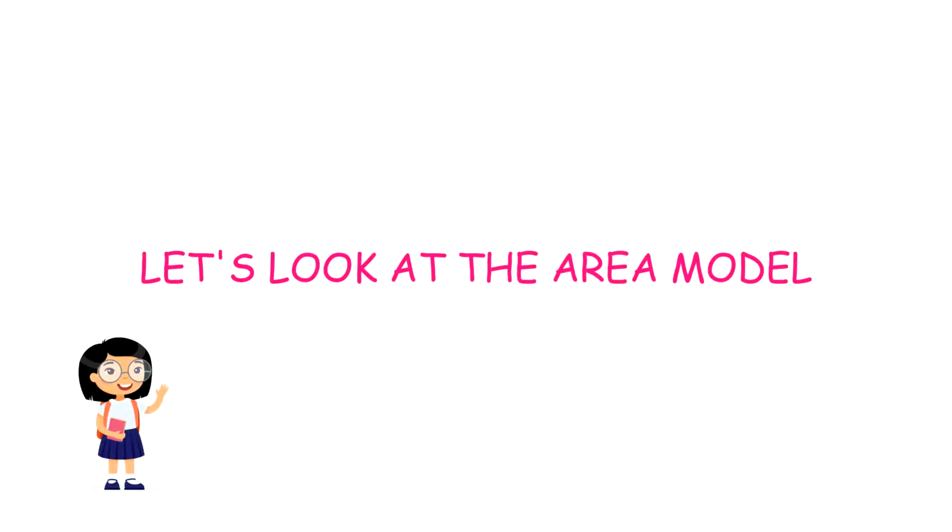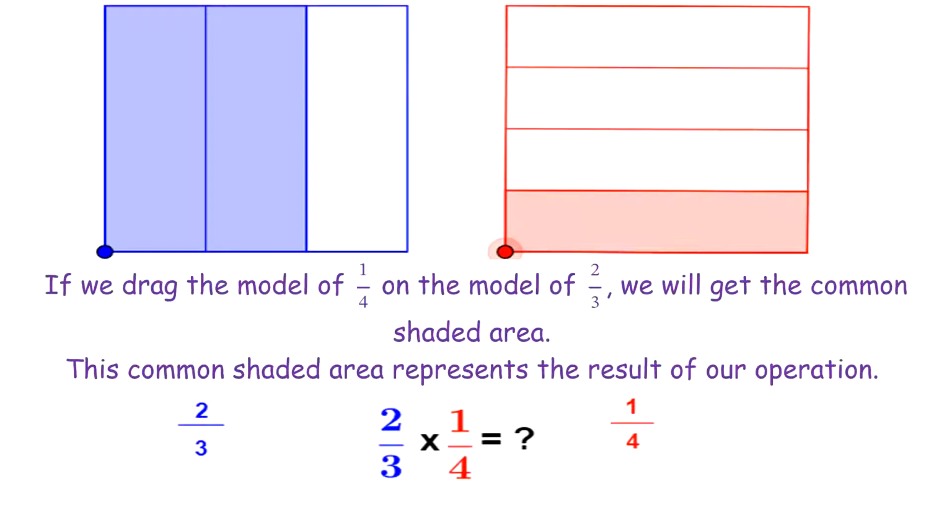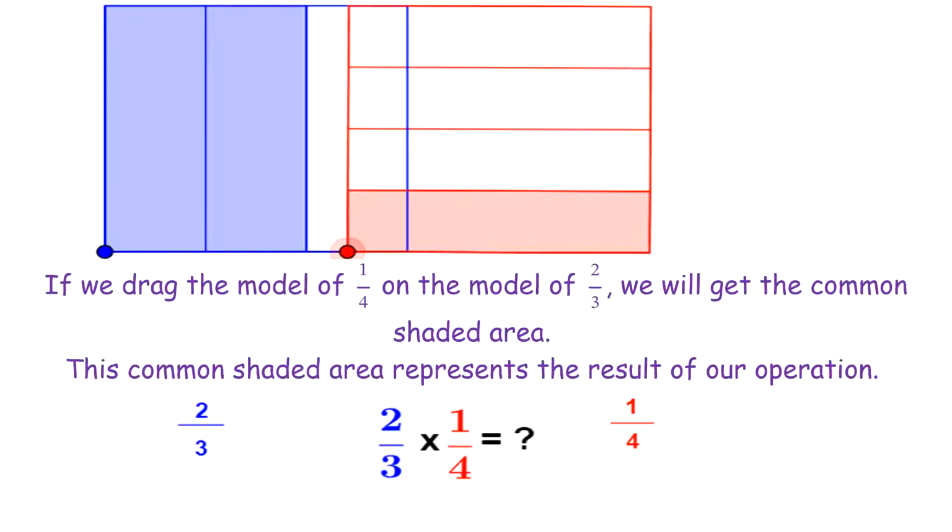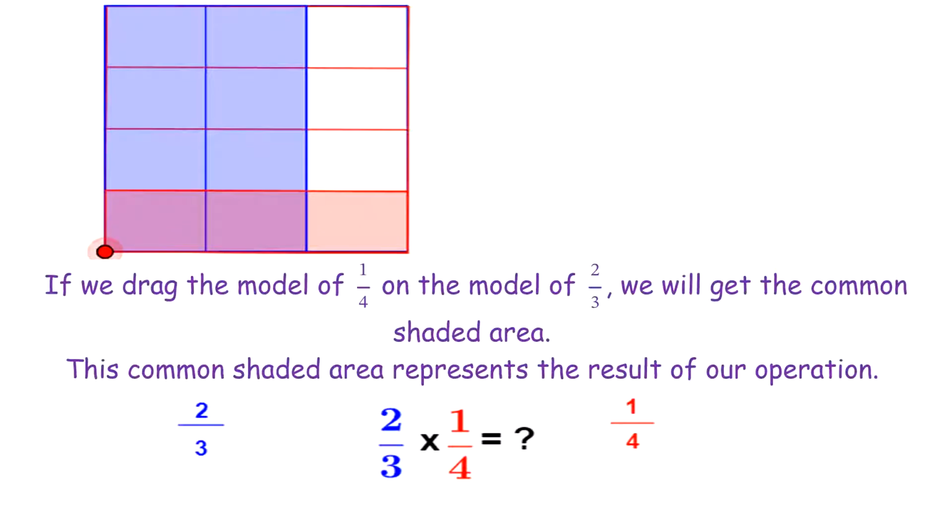Let's look at the area model. We want to multiply 2 over 3 and 1 over 4. If we direct the model of 1 over 4 on the model of 2 over 3, we will get the common shaded area. This common shaded area represents the result of our operation, which is 2 over 12. Do you remember? Also, if we multiply numerators and denominators with each other, we will easily get the result.